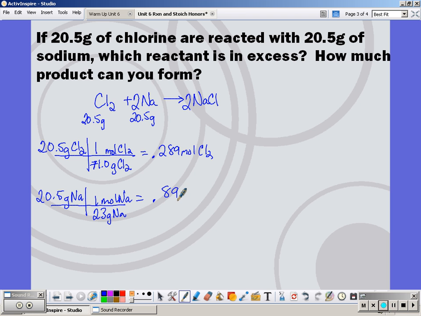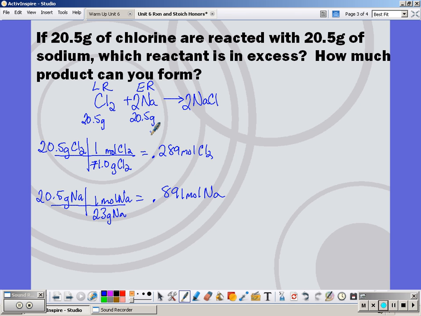So again, in our heads, not with our pens, we're going to divide by the coefficients. So chlorine's coefficient is 1, so that would give us 0.289. Sodium's coefficient is 2, so if we divide sodium's moles by 2, we would get 4 point something. Well, 0.2 is going to be less than 0.4, so chlorine is my limiting reactant, which means sodium is my excess reactant. The second part of the question says, how much product can you form?